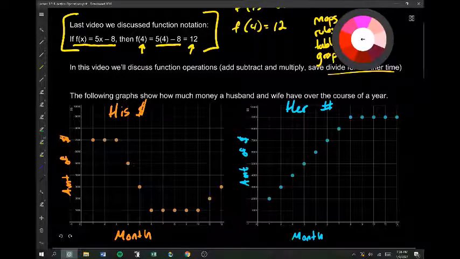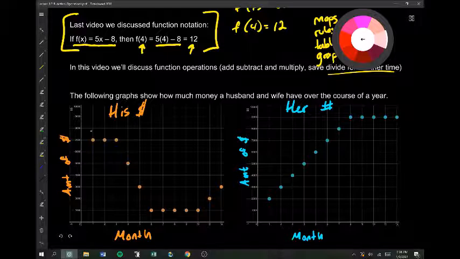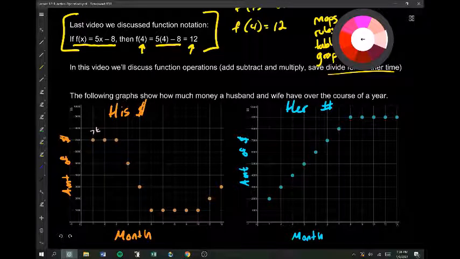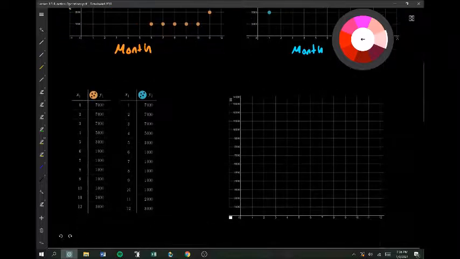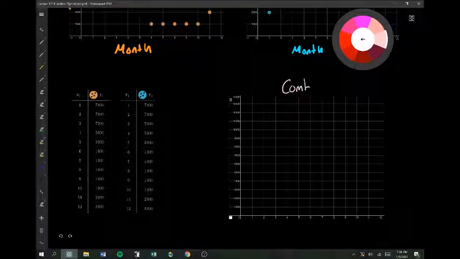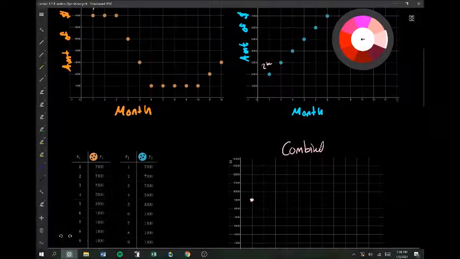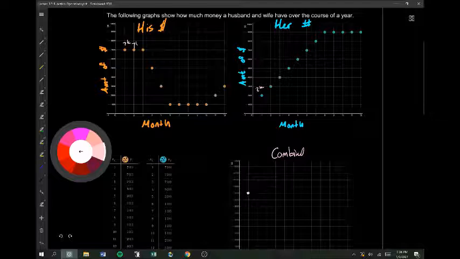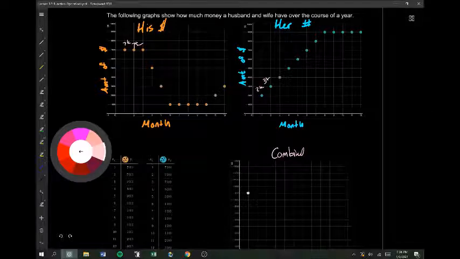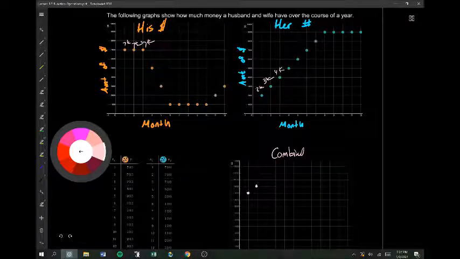For example, here, this was 7,000, and in month 1 over here was 2,000. So in month 1 together, I'm going to say down here is both of them together. Here's their combined money. In month 1, they would have 9,000. And I'm going to put all these together. So here, this was also 7,000, and this was 3,000. So in month 2, they had 10,000. And here was 7,000, and here was 4,000. So in month 3, they had 11,000.